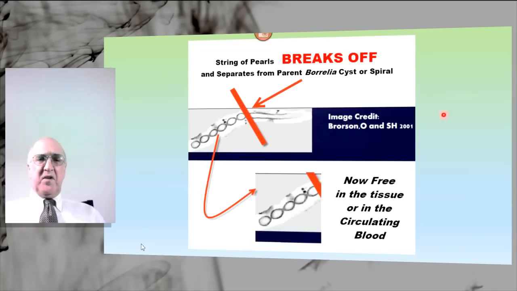When the string of pearls breaks off, then we don't have the tail structure to look at anymore. We have just a string of pearls circulating in the blood, now free in the circulating blood or in the tissue. So it's broken off, and it can break further. It can cut off here and cut off here, so we can have an individual pearl circulating in the blood with DNA, infectious Borrelia DNA in the blood, in a pearl.